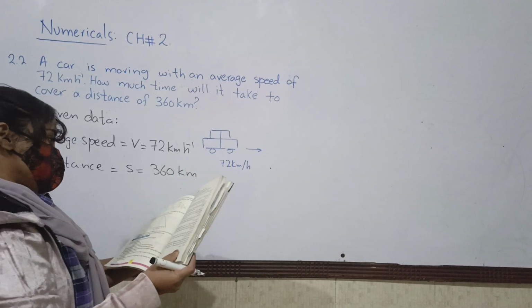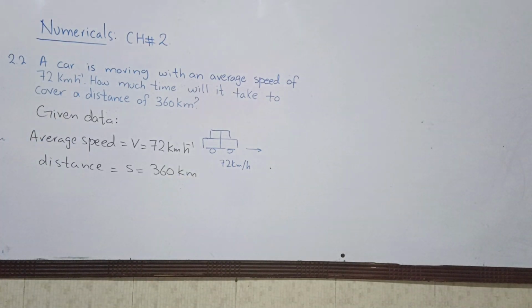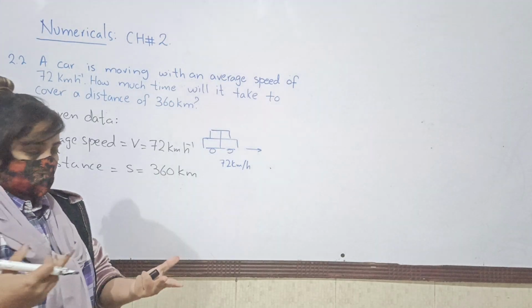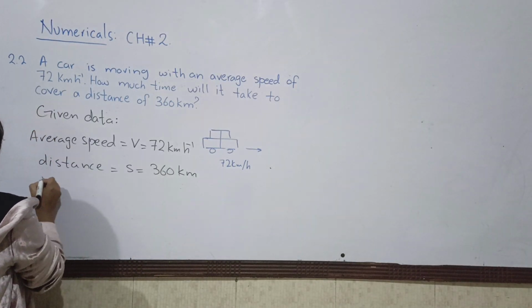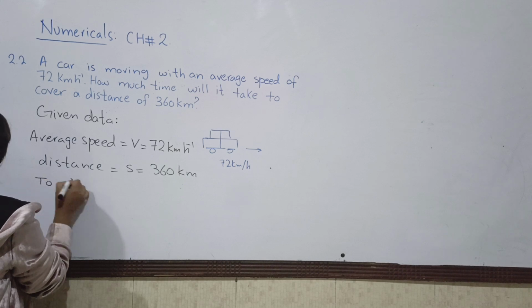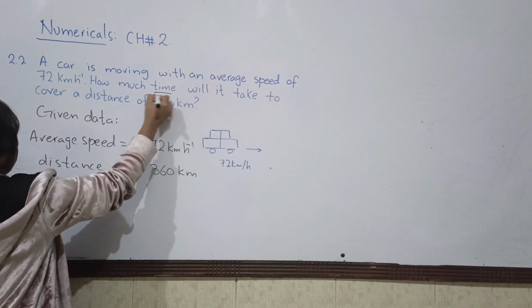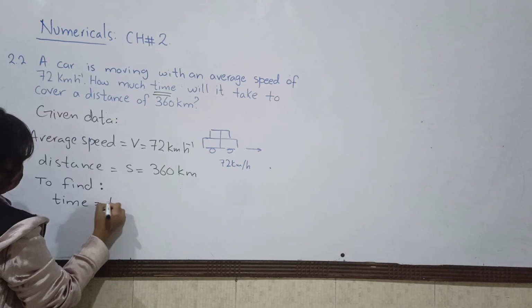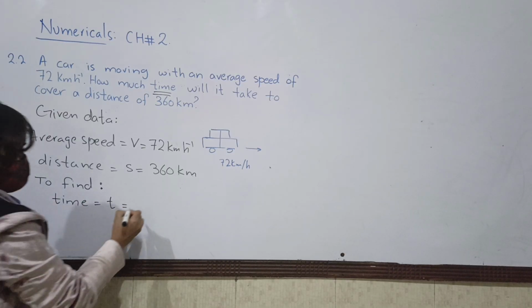As the answer is given in hours, there is no need to convert it. Otherwise, you have to change into their SI units. So this is the given data. Now write to find. We have to find time. In small t we have to represent time.